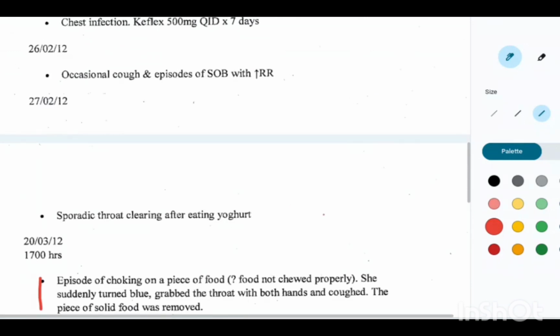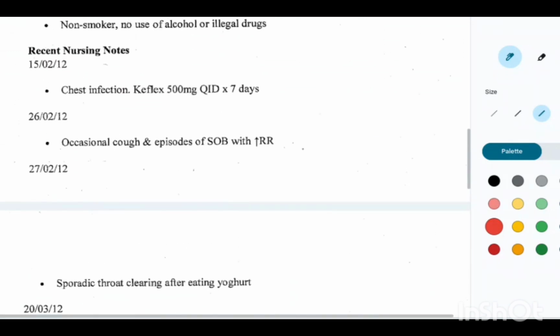And again, the previous 2 days infection history also you can describe in the same paragraph, which is coughing and episodes of shortness of breath, which is also related to chest infection. Most probably this is also related to some swallowing difficulties, swallowing problems the patient had earlier. Okay, so these are the important information you can write in the first paragraph.